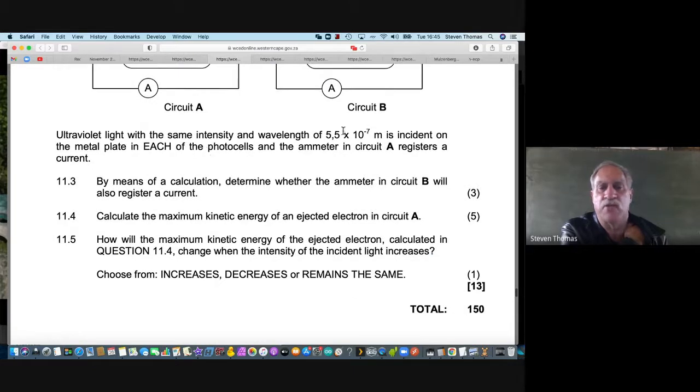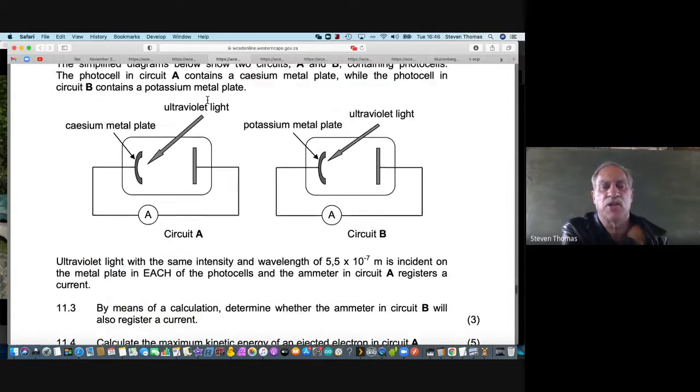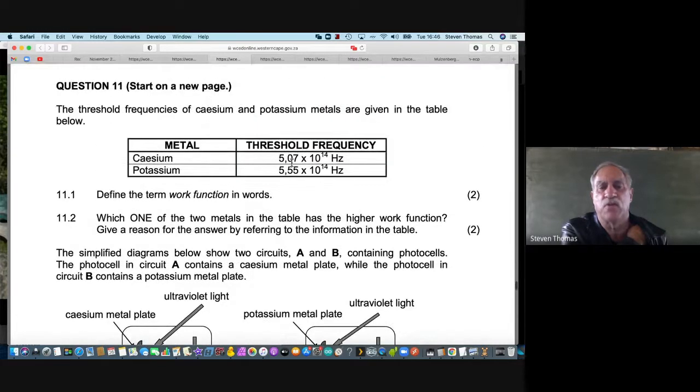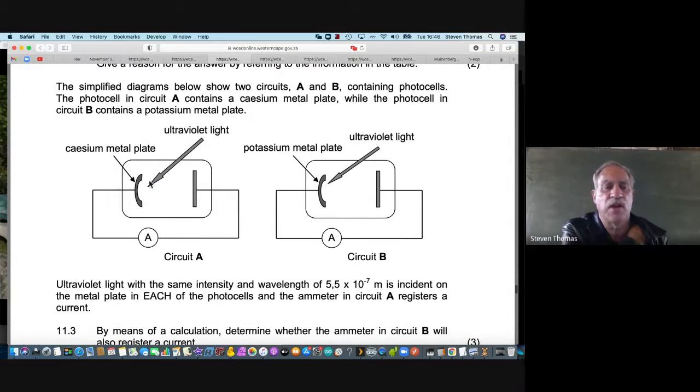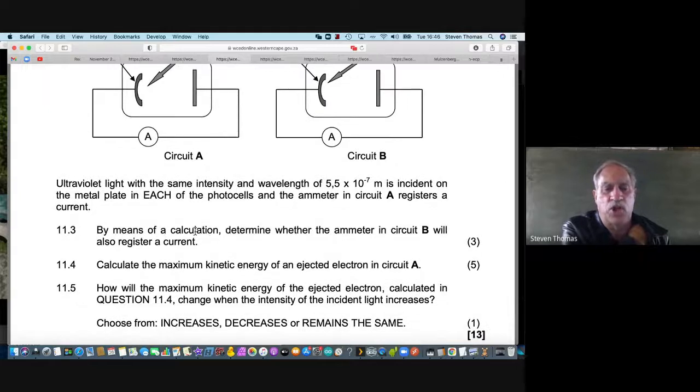So now we have a frequency here. The ultraviolet light is incident on the metal plate in each of the photocells, and the ammeter in circuit A registers a current. So we know that this frequency must be above the threshold frequency for the cesium to register a current. Whatever you worked it out to be, it is high enough to knock photoelectrons off the cesium metal plate surface.